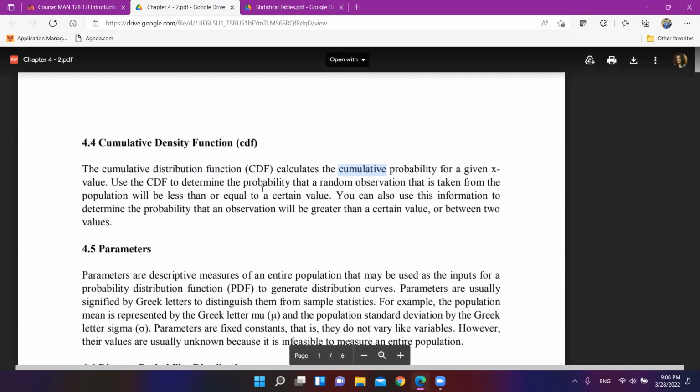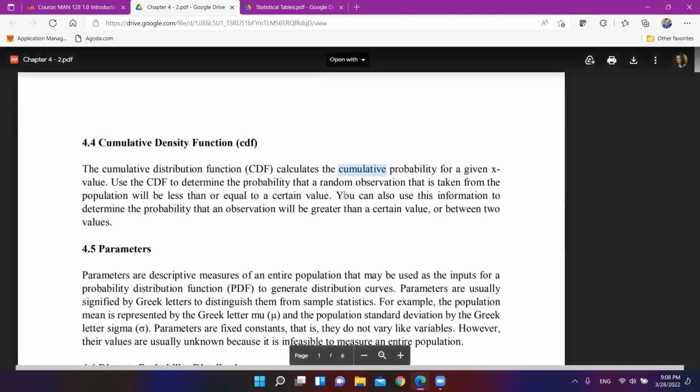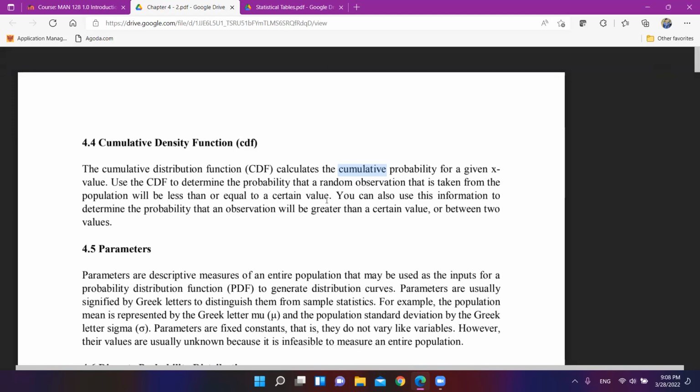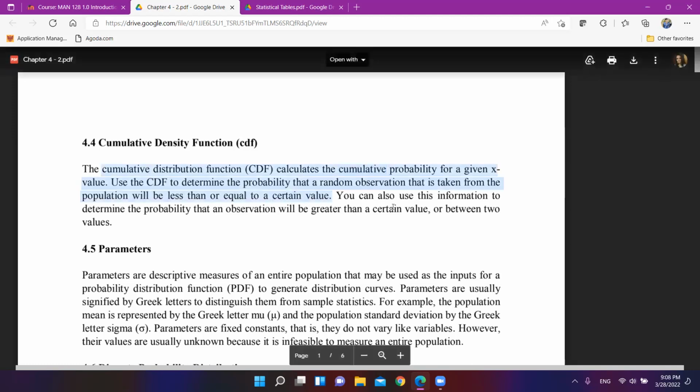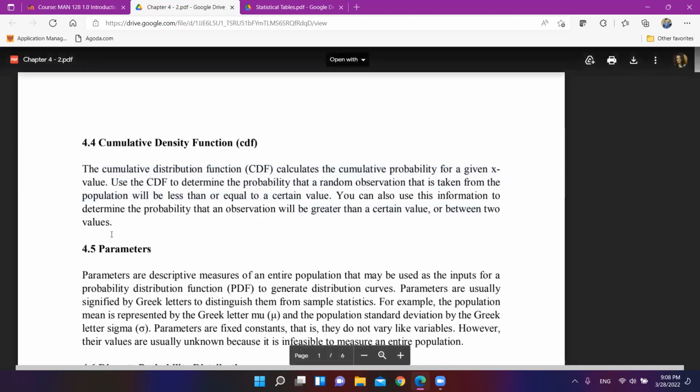Use the CDF to determine the probability that a random observation taken from the population will be less than or equal to a certain value. You can also use this information to determine the probability that an observation will be greater than a certain value or between two values, right? So what did we do in the discrete case if we are asked to compute the probability between two values?